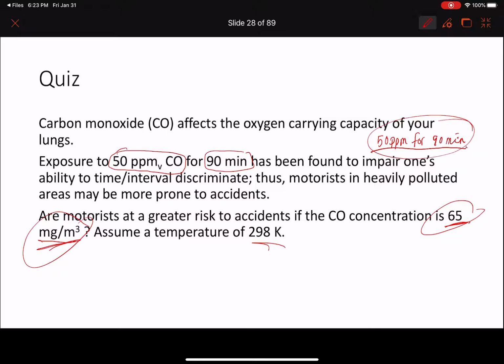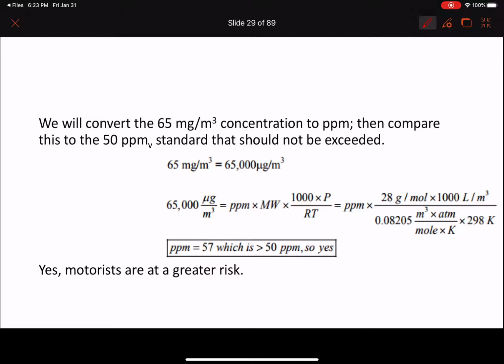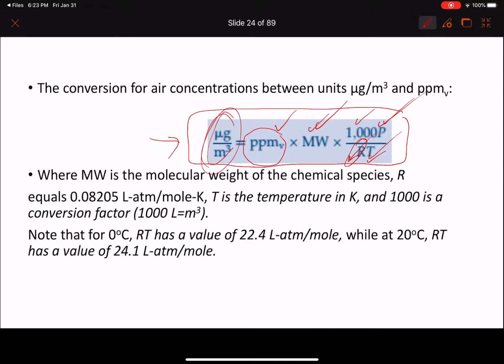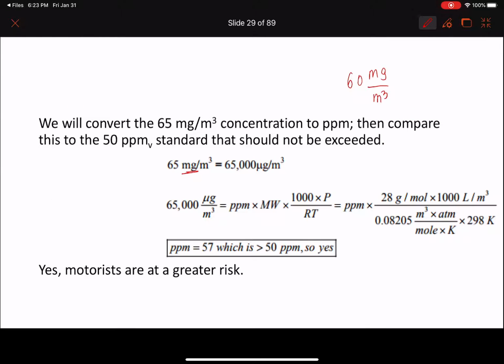This is the standard. Okay? So let's use the same equation. First of all, 65 milligram per meter cube, remember it's milligram. The equation used microgram per meter cube, not milligram. So we have to convert this to microgram per meter cube. 1 milligram is equal to 1,000 micrograms. So 65,000 microgram per meter cube, and that is the conversion from milligram to microgram.